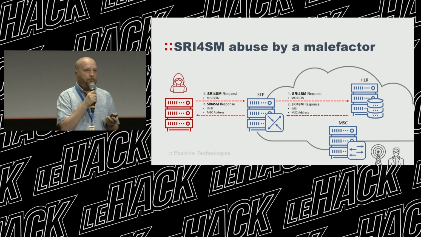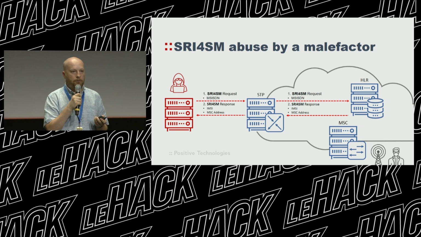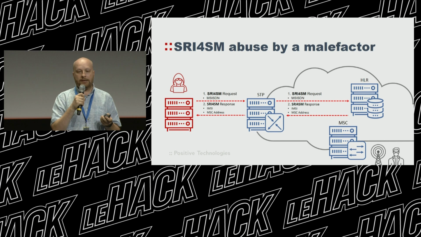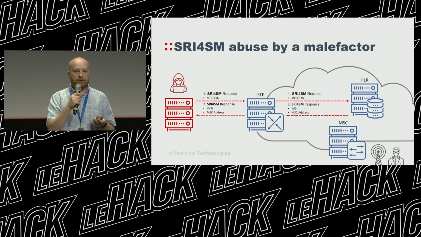When an intruder appears in an SS7 network, they can use this dialog, send routing info for SM request and receive response, to get the IMSI identity and the address of the current MSC.